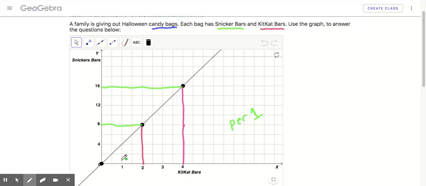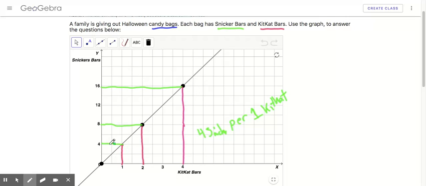So we could just look here and say, oh, well, for one Kit Kat bar, if we see the 1 and go up to our line here and then go over, we could see that our answer should be 4. So we should have 4 Snickers bars per 1 Kit Kat. Okay, so we already know that, but let's see if we can figure it out.